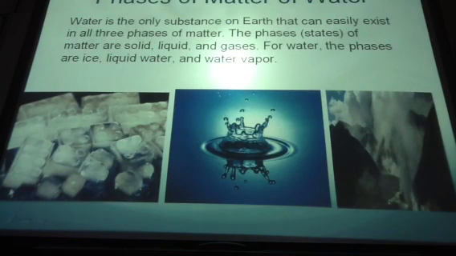Phases of matter. Water is the only substance on Earth that can easily exist in all three phases of matter. The phases or states of matter, those words mean the same thing. Phases and states, they're the same thing. Of matter are solid, liquid, and gas. So for water, we've got ice, liquid water, and water vapor.